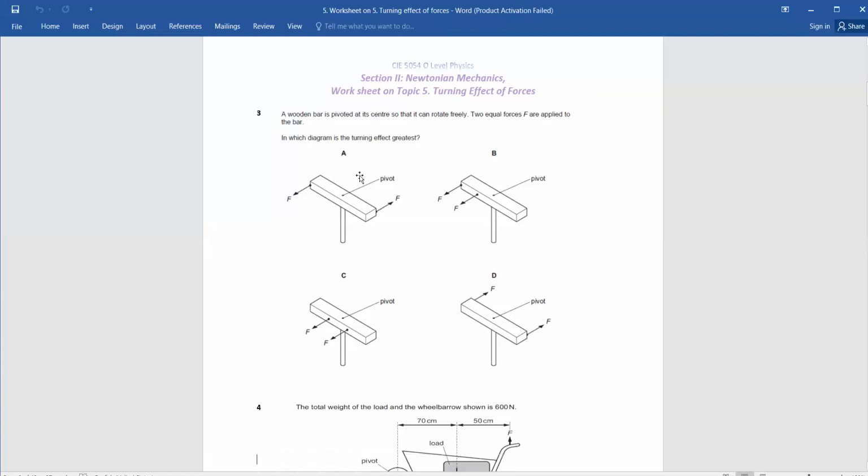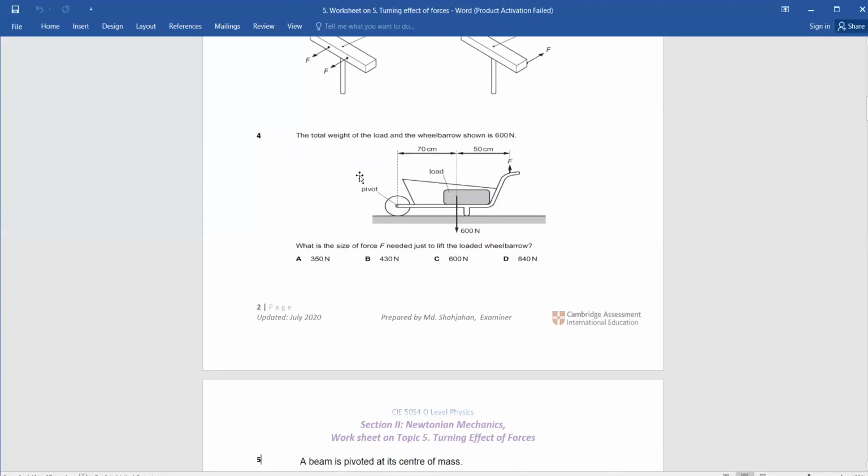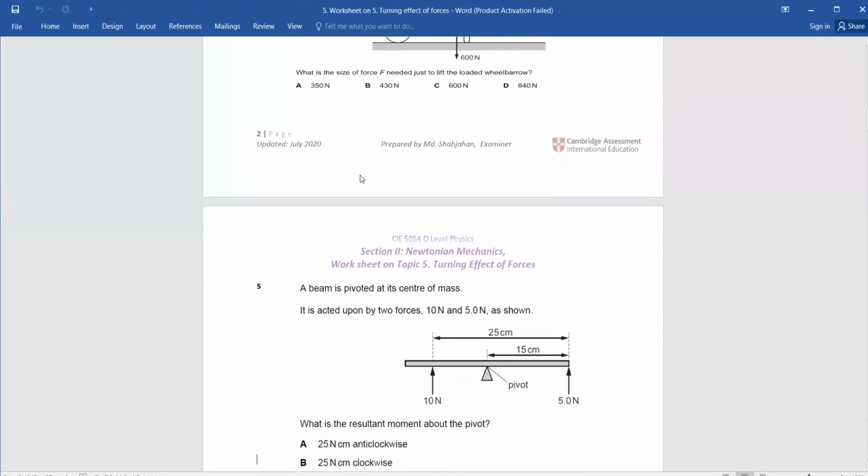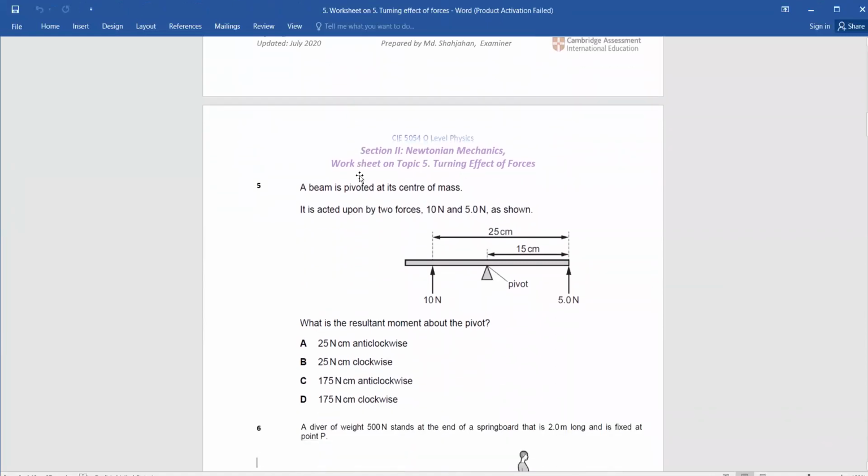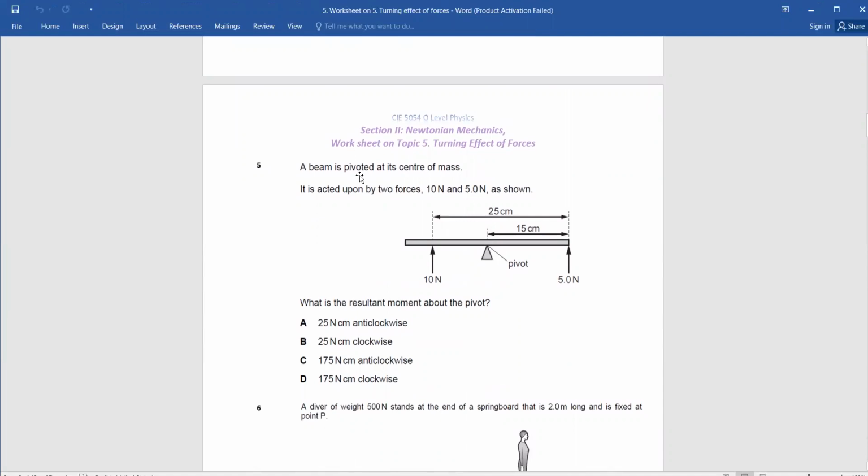Then which one next? Number 5. Which one you chose? Blank. Okay, blank. About the pivot, the resultant moment we are going to find. In this case, we have to find the force and distance from the pivot. Now we have been given the information for 5 Newton force. The distance from pivot is 15 centimeter.